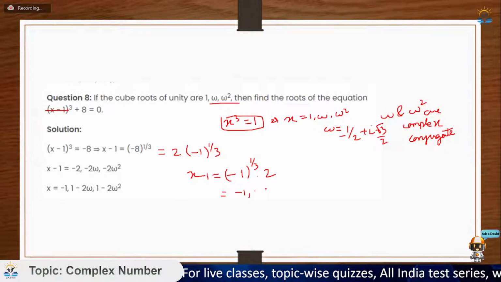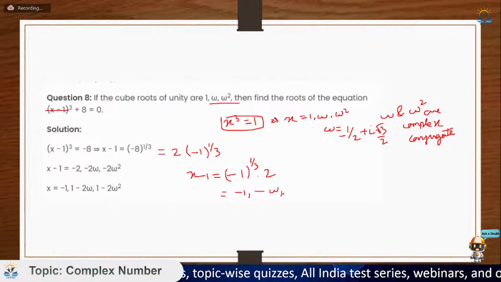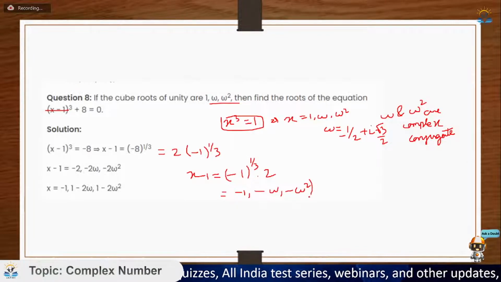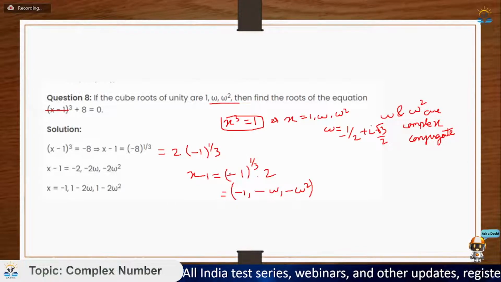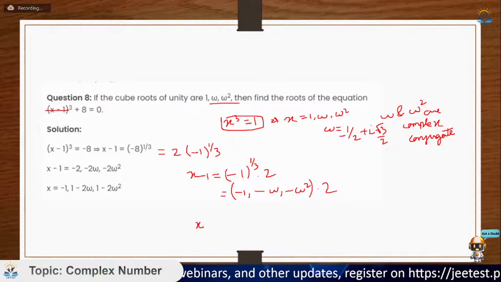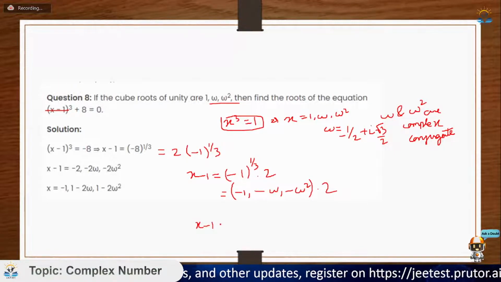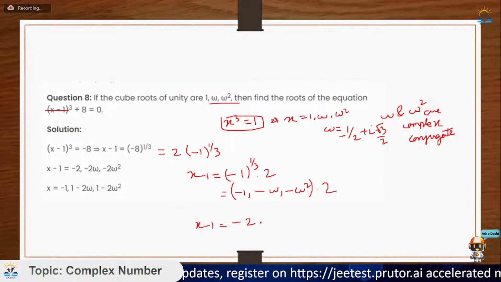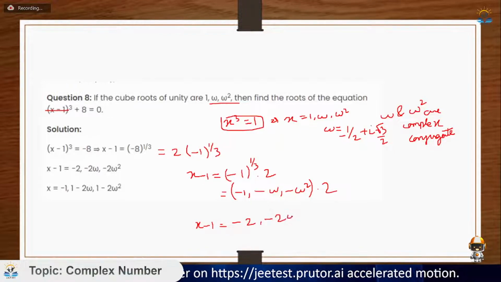And minus 1 power 1 by 3, you can easily write as minus 1, minus omega and minus omega square, because the cube roots of unity are 1, omega, omega square, and the cube roots of minus 1 are minus 1, minus omega and minus omega square, multiplied by 2. So basically the roots of x minus 1 would be minus 2, minus 2 omega and minus 2 omega square.